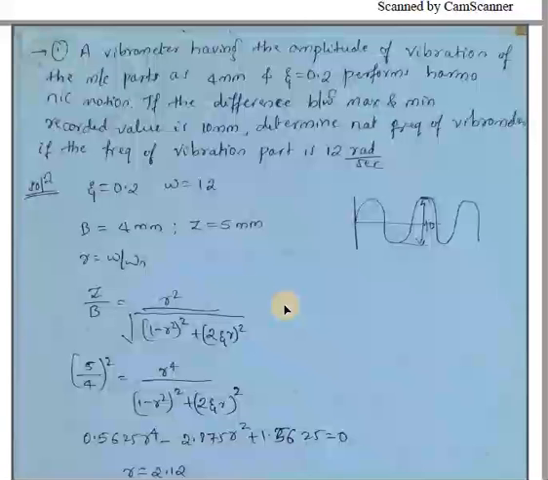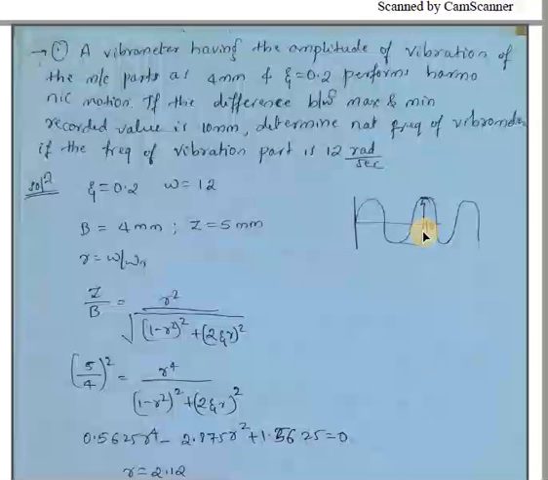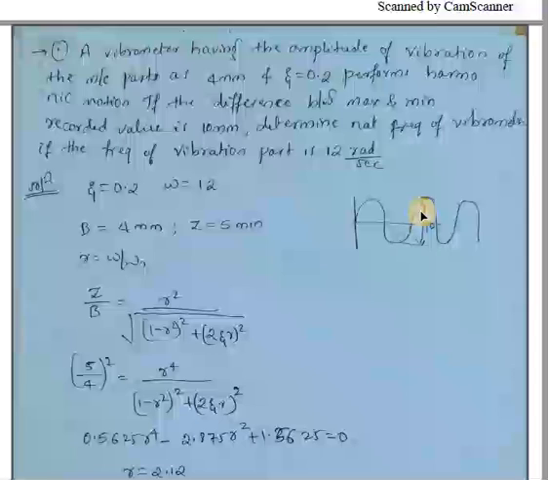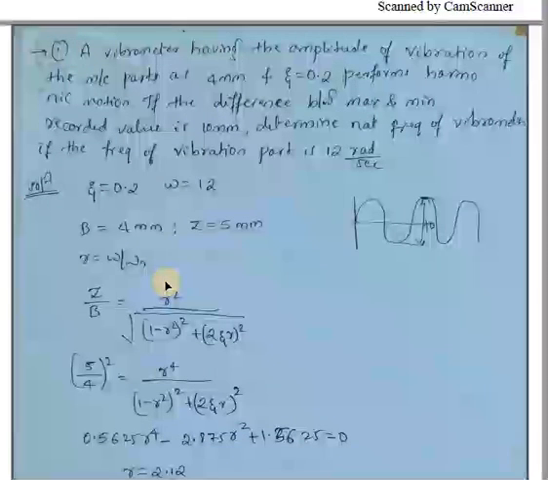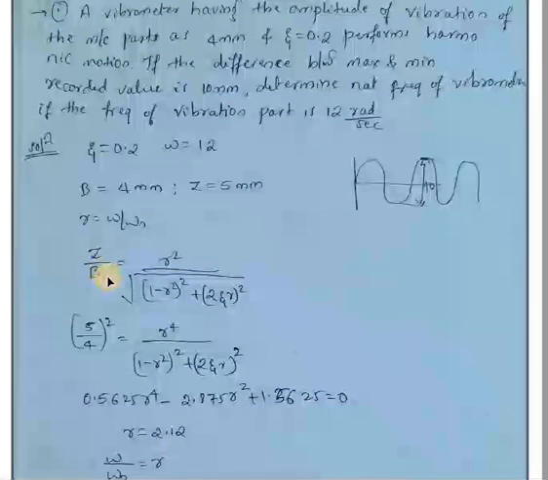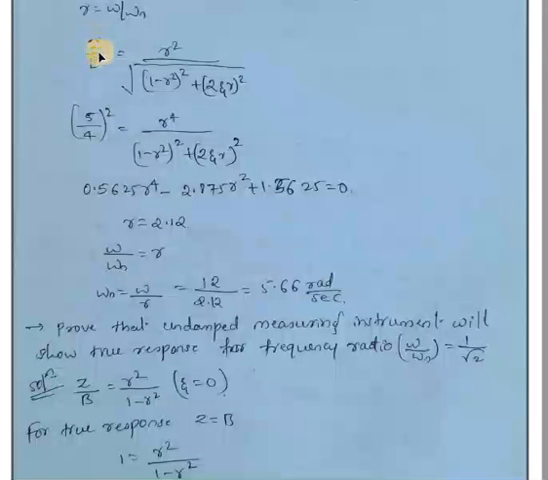Z is nothing but he has given that the maximum difference is 10 mm. From here to here it is 10 mm, but while taking the amplitude you have to take only half of this, so it is 5 mm, and R is omega by omega n. We have the equation for the measuring instruments as Z by B equal to, or in some textbooks it is given as Z by Y, R square divided by root of (1 minus R square) whole square plus (2 zeta R) whole square. In this equation we know the value of Z, B and zeta. So the only unknown is going to be R.